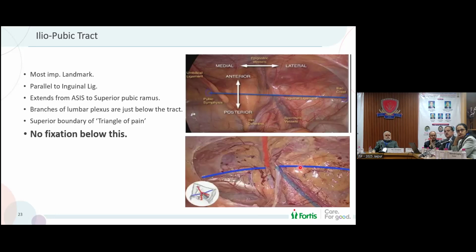the open hernia repair is the inguinal ligament. What we see in the posterior repair is the iliopubic tract. It's the most important landmark, which divides the space into superior and inferior aspects, and divides the space into the medial space of Retzius and the lateral space of Bogros. It forms the superior boundary of the triangle of pain, which will come later on. So there should not be any fixation below this iliopubic tract.